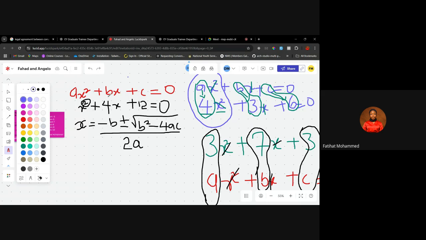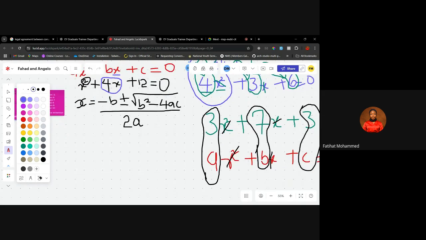Now, for B, how will you get B? B is always the coefficient of x. If you look at this one, what's the coefficient of x here? B would be 4. Then your C is your constant. C is 12 straight up, there's no coefficient. Just compare and contrast your equation, that's all.